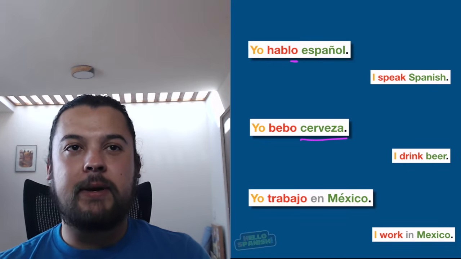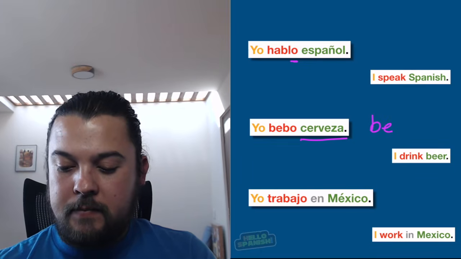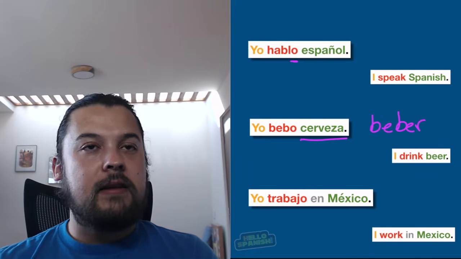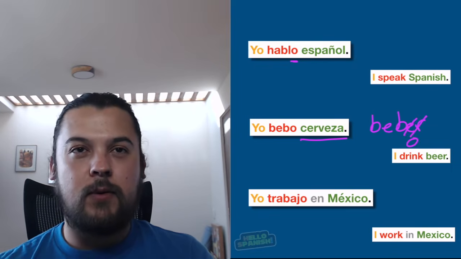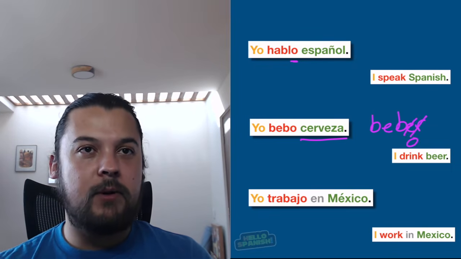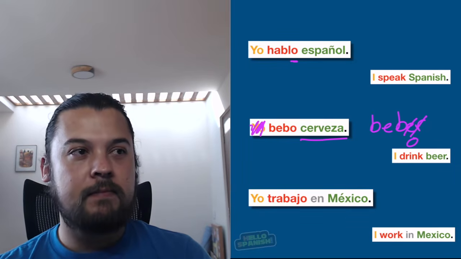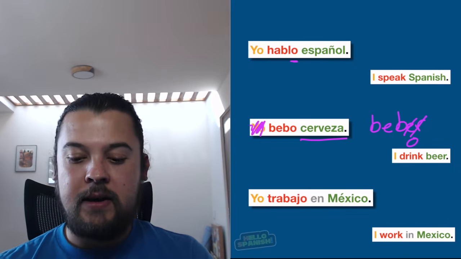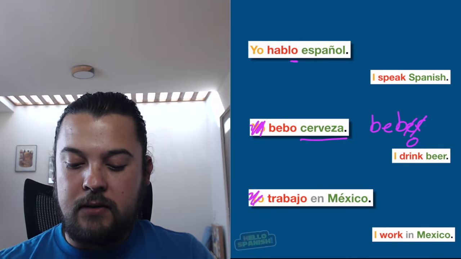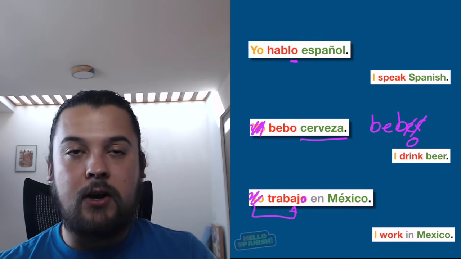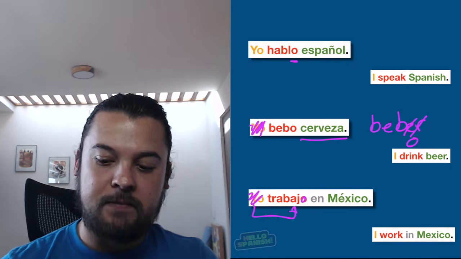Yo bebo cerveza. Drink in Spanish is the verb beber. Now, because it's the yo form, you get rid of these two and you put an O. Once more, in the verb, we have the subject. So I could actually say bebo cerveza and nothing really changes. Last one is yo trabajo en México, as in I work in Mexico. The yo is implied in the O, so I could have said trabajo en México.